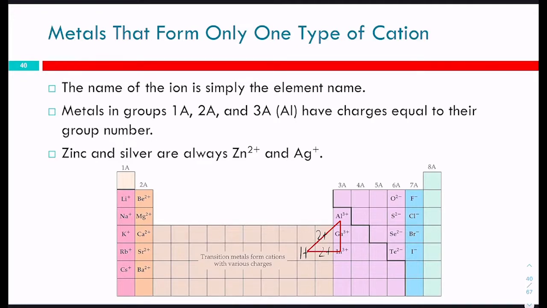So I have filled in some of these here. Another one that's not on here is actually scandium, which is a 3+. And this is a 1+. All of these are the predictable metal ions, the ones that I expect you to know. If it's not one of these, then it forms more than one type of ion.